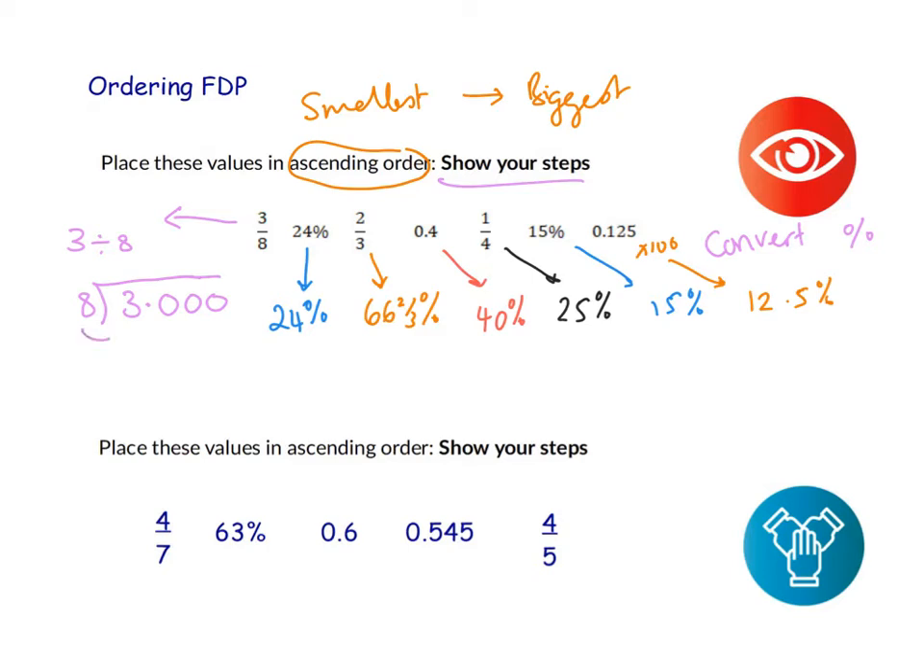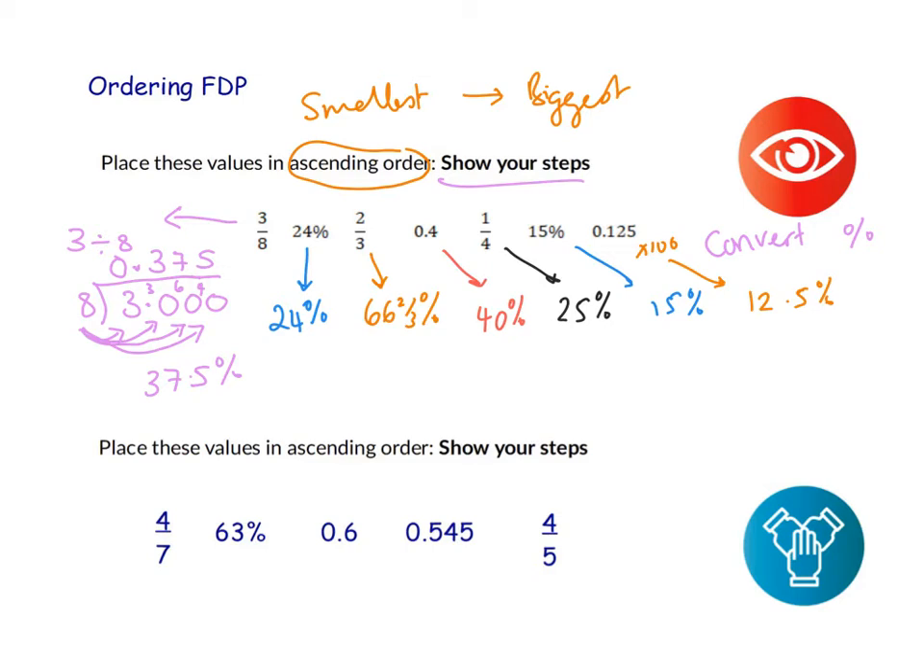So we can see that 8 does not go into 3, so I'm going to put a 0 there and carry on that 3. 8 into 30 is going to go 3 times, which would give me 24, and that's going to give me 6 left over. And then 8 into 6 will go 7 times, and that's going to give me 4 left over. And 8 into 40 is going to be 5. So that is 37.5%.